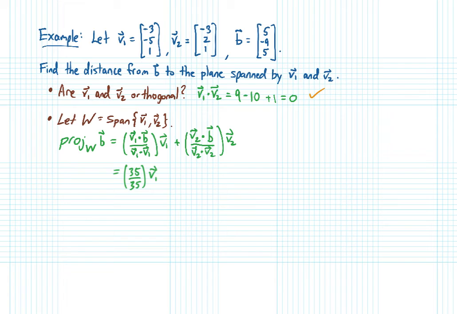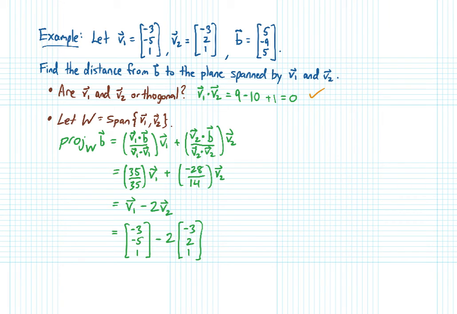So when you calculate these dot products, what you get is v1 dot b is 35. And then v1 dot v1 is also 35. Just a coincidence, there's no reason that that should happen. And then in the second term, v2 dot b is minus 28, and v2 dot v2 is 14. So then this simplifies to v1 minus 2 times v2, and we can plug in the numbers for v1 and v2. So this is v1 minus 2 times v2, and when we simplify this, what we get is (3, 9, -1). So this is the closest point to b in W.